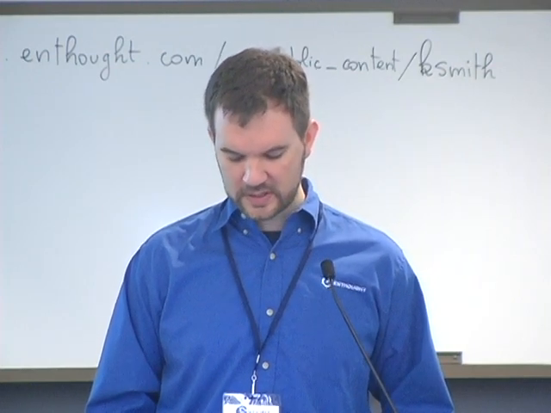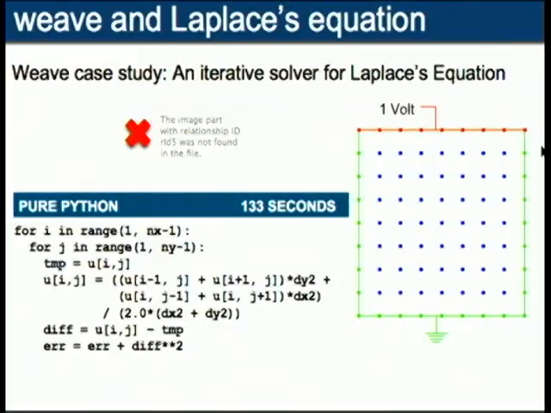So here's a case study using Weave. This will also show you what it looks like in use. We're using a very simple iterative solver for Laplace's equation. Here's our domain. We have 1 volt on the upper boundary, 0 volts everywhere else. We just want to see what the potential is everywhere inside of this domain. You can do that using this iterative expression here. And here we're using explicit for loops through a NumPy array, so this is an extremely slow way of doing this. You can speed this up using NumPy expressions, but we're going to speed it up using Weave as well.